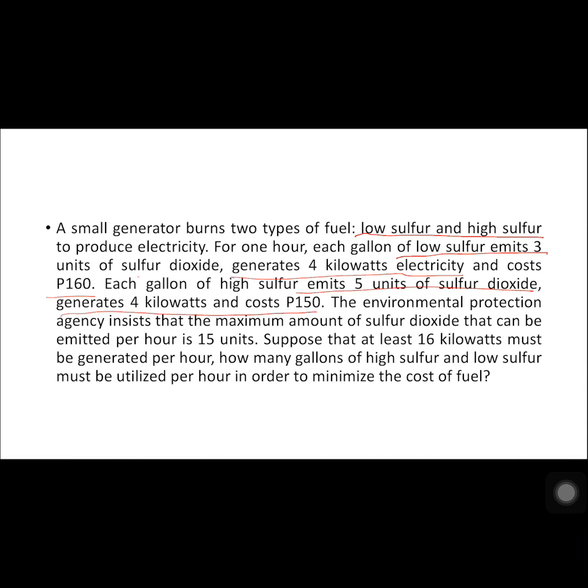The Environmental Protection Agency insists that the maximum amount of sulfur dioxide that can be emitted per hour is 15 units. Suppose that at least 16 kilowatts must be generated per hour. How many gallons of high sulfur and low sulfur must be utilized per hour in order to minimize the cost of fuel?